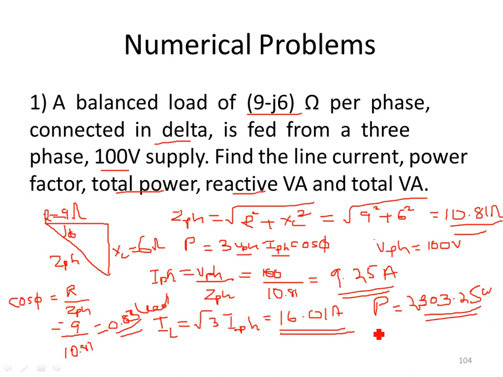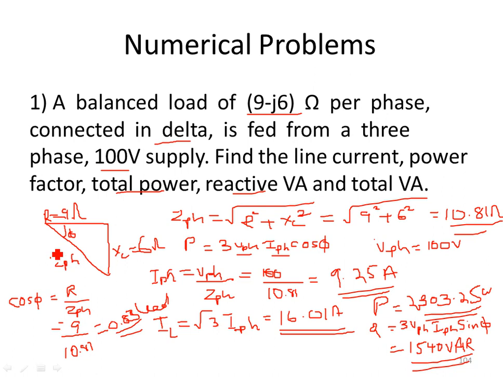Now what is reactive power? Reactive power Q is given by 3 times V phase, I phase, sin phi. That is equal to 3 into V phase, which is 100, into I phase, which is 9.25, into, from the triangle, sin phi. Sin phi is opposite by hypotenuse. That is 6 divided by Z phase, divided by 10.81. So the answer is 1540 volt ampere reactive.